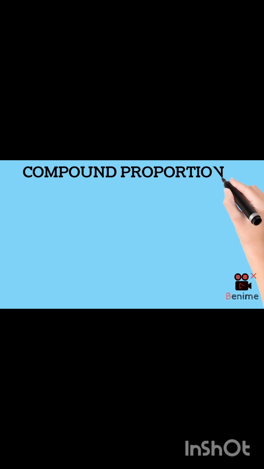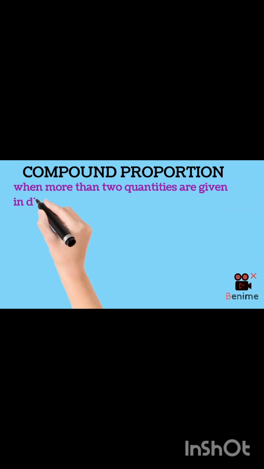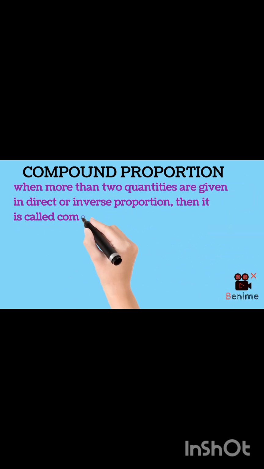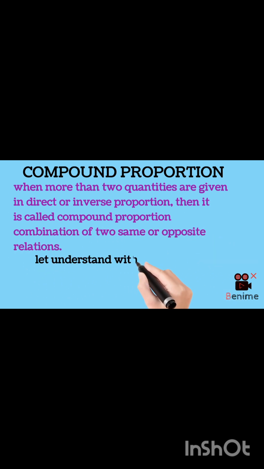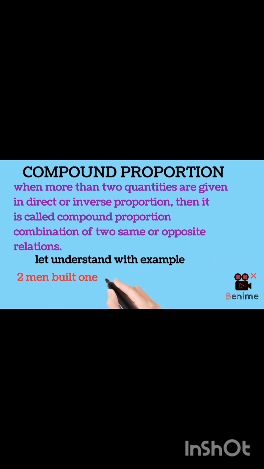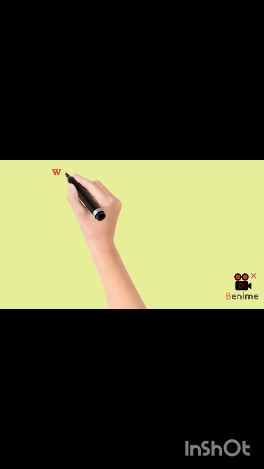In compound proportion, we have proportion between more than 2 quantities. Understand this type with an example. 2 men built 1 wall in 3 days. In how many days will 2 walls be built by 3 men?